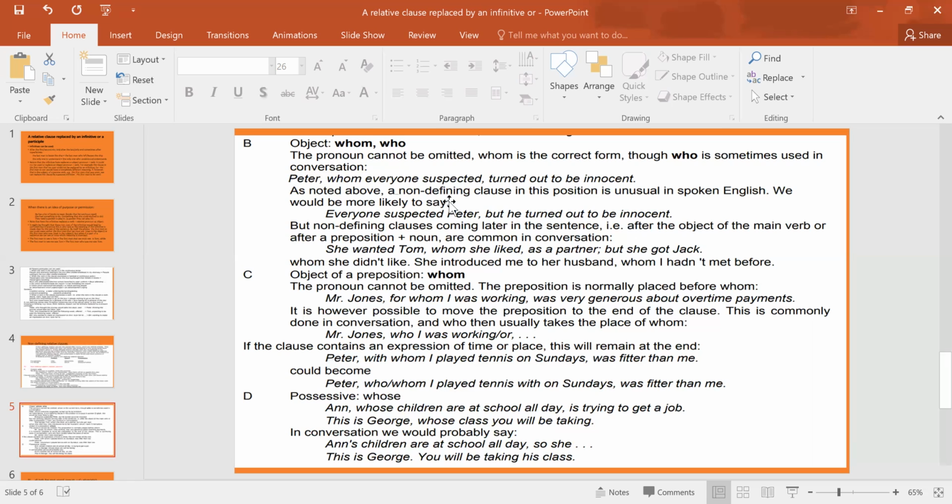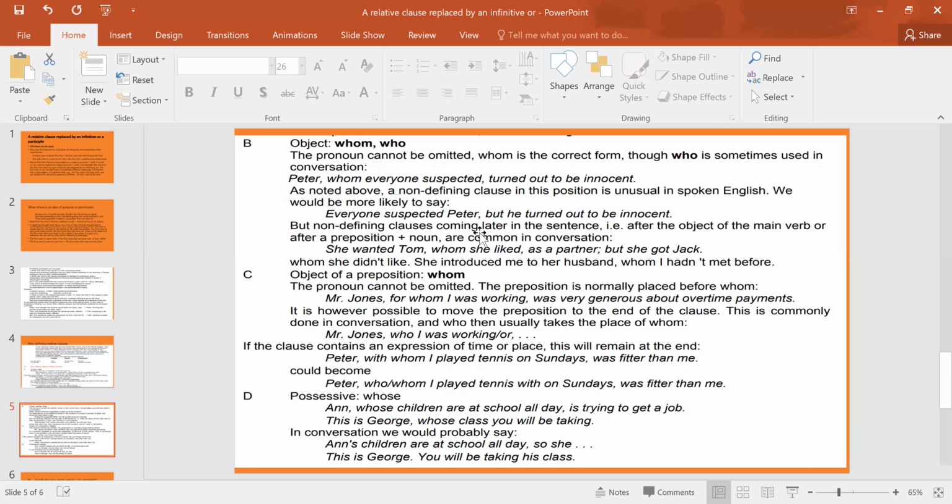As noted above, a non-defining relative clause in this position is unusual in spoken English. If we want to say it in spoken English, in conversation, we will use it like this: Everyone suspected Peter, but he turned out to be innocent. We will not use the structure "Peter, whom everyone suspected, turned out to be" in conversational English. We will use this structure in speaking, all right: Everyone suspected Peter, but he turned out to be innocent.